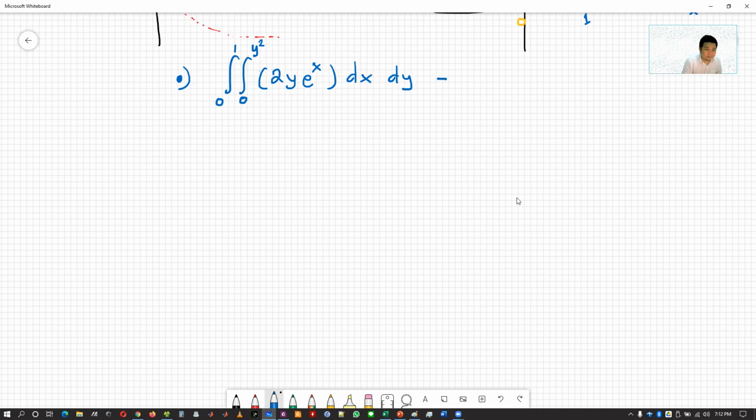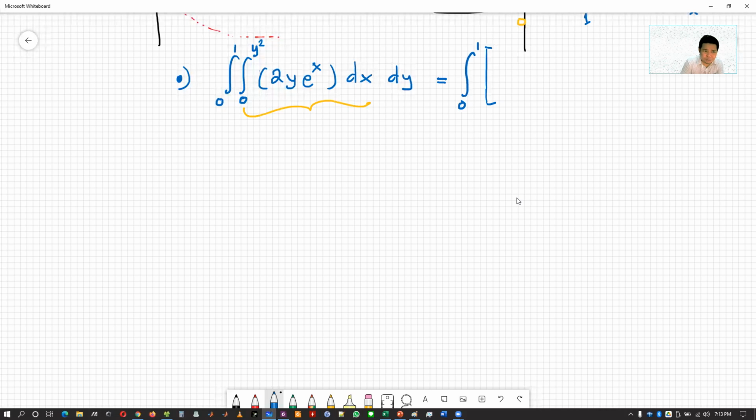So what do we have? First of all, we would like to calculate this x and then y. When calculating this with respect to x, the y, we consider it as a constant. Try to remember it. I will write down the outer integral, which is actually y.